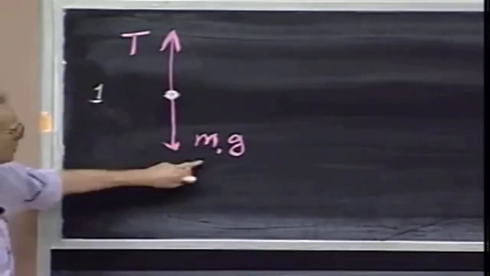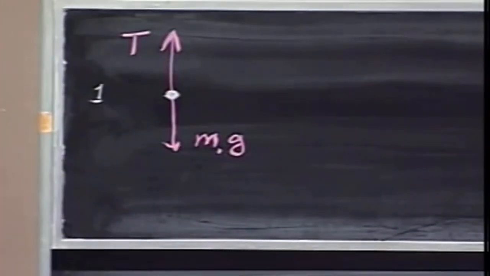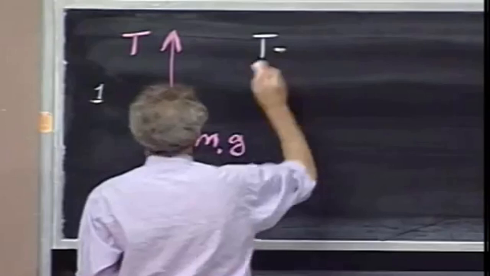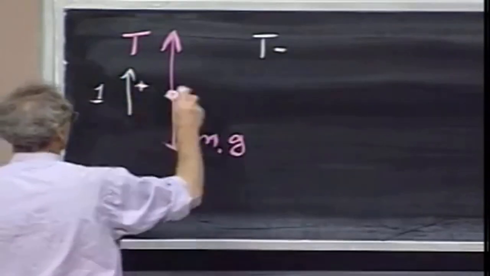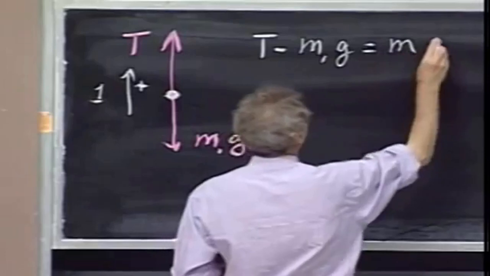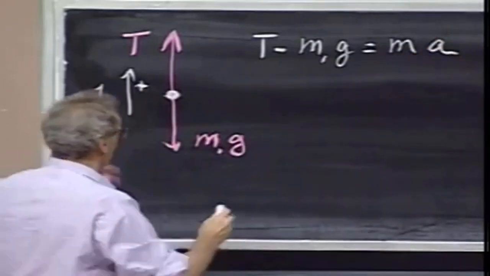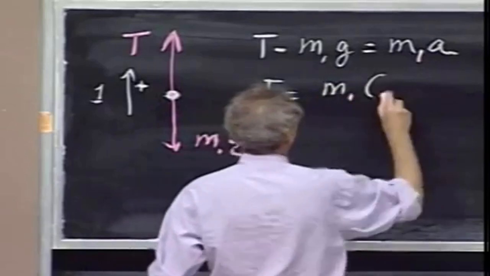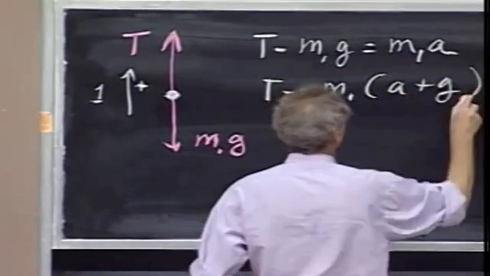Non-negotiable. T better be larger than m1g, otherwise it would never be accelerated up. And we know it will be accelerated up. So what do we get? We get T, I will call this the plus direction by the way, minus m1g equals m1 times a. So the tension equals m1 times (a plus g).